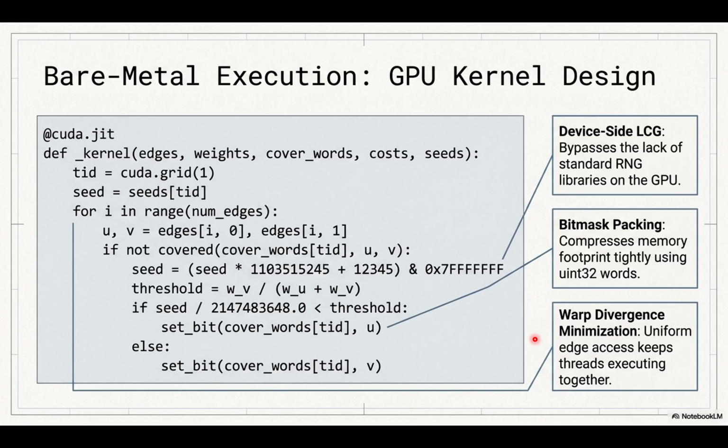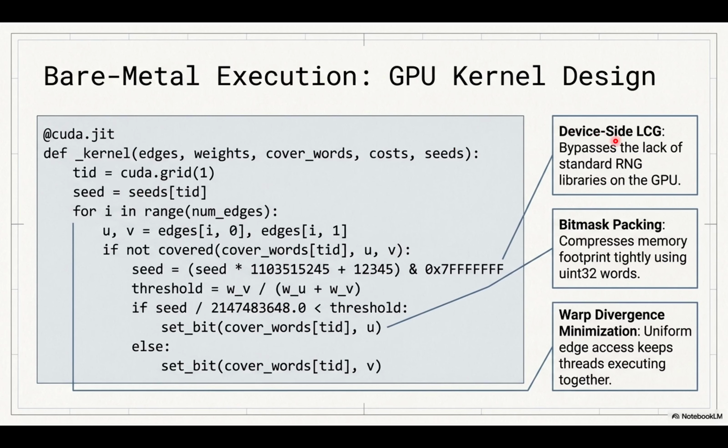Yeah, because you can't just use standard random number generators on a GPU, can you? No, standard RNG libraries use global states or memory locks. If 10,000 GPU threads ask for a random number at once, the system crashes. So they have to build a device-side linear congruential generator. An LCG. Right, an LCG that relies purely on local thread math.